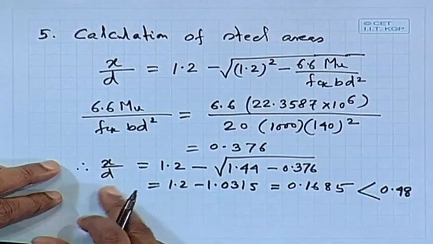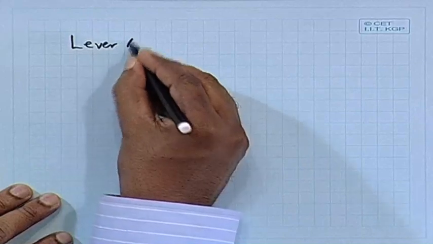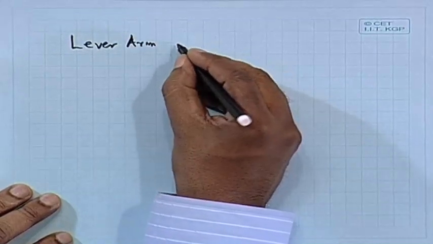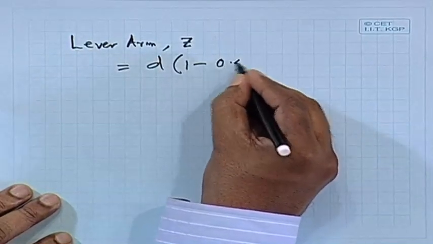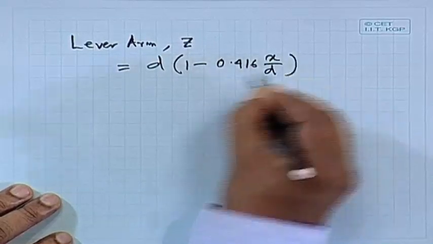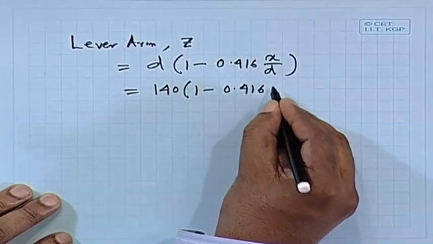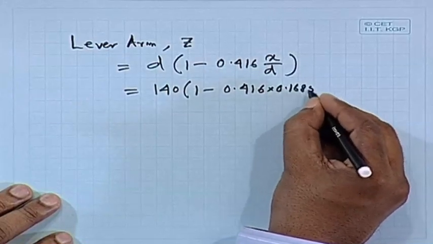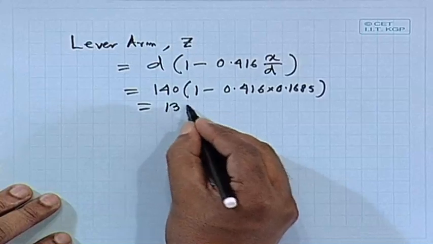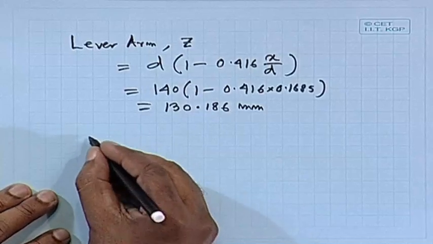So, we can now calculate the lever arm. What about your lever arm? Lever arm z equal to d times (1 minus 0.416 x by d), with d equal to 140, so 1 minus 0.416 times 0.1685 equals 130.186 millimeter. What about then area of steel?